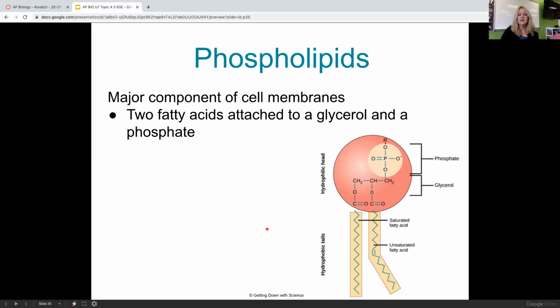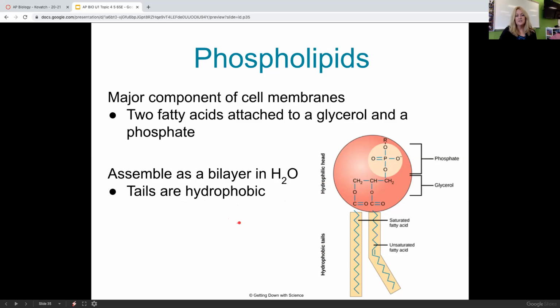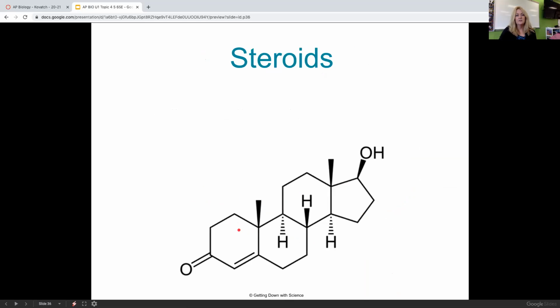Now, we'll see how it's a double layer when we get to cell membranes, but for now, just remember, the head part, the phosphate part, is water-loving, hydrophilic, and the tail part is hydrophobic. When we take a look at these, we can see how they'll actually form two layers in water. The tails are hydrophobic, the heads are hydrophilic. And again, we'll learn more about that when we get to membranes.